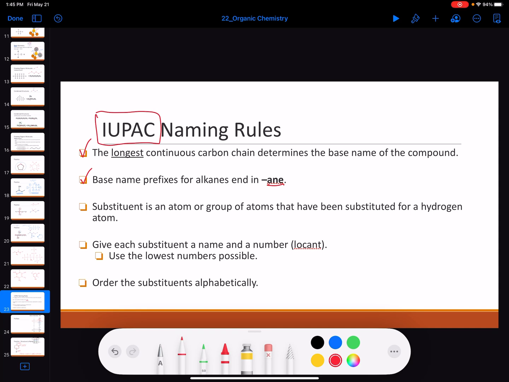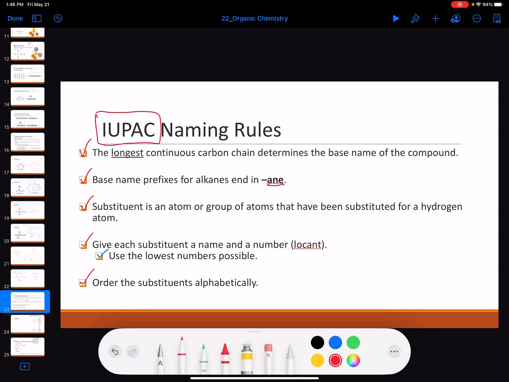Okay. Next, I have to look for any substituents, any atoms or groups of atoms that are kind of branching off from my chain. Then I'm going to give each of those substituents a name and what's called a locant, a number, kind of an indication of where its location is, right? Is it on carbon number 1 or carbon number 5, right? And then this little rule seems trivial, but it's actually really important, that I always use the lowest numbers possible when giving something a locant, a number. Okay, after I've done that, then I put all of the substituents in alphabetical order.